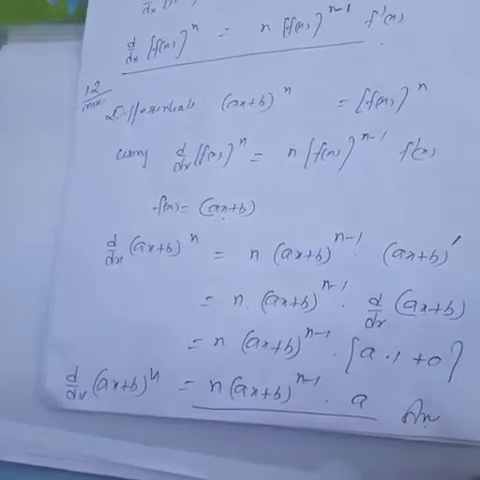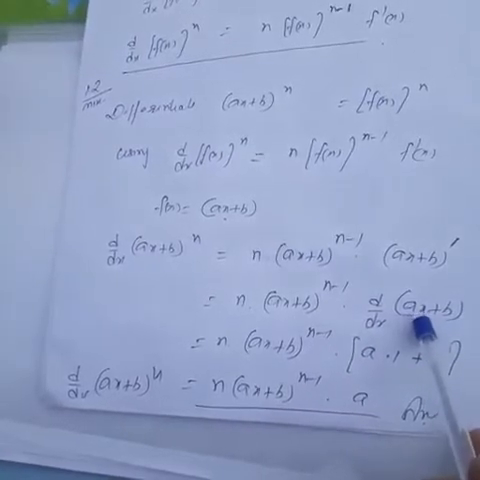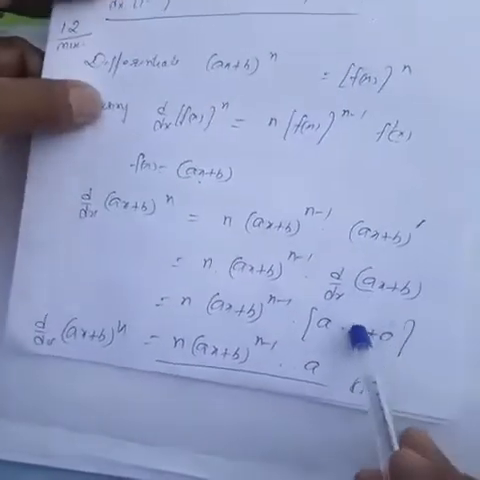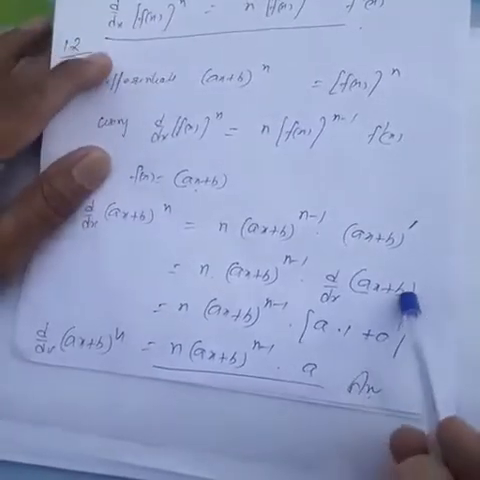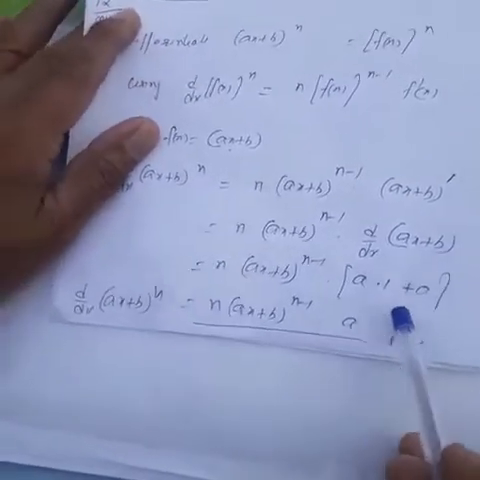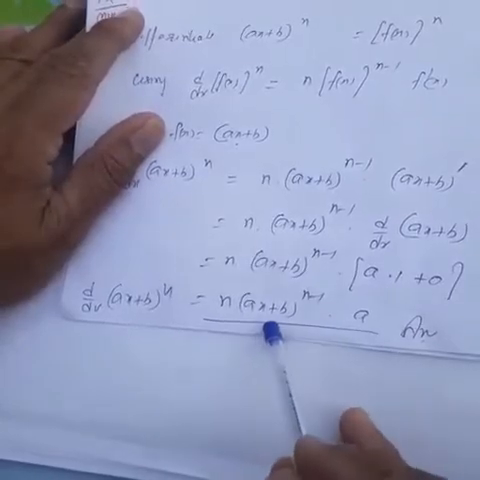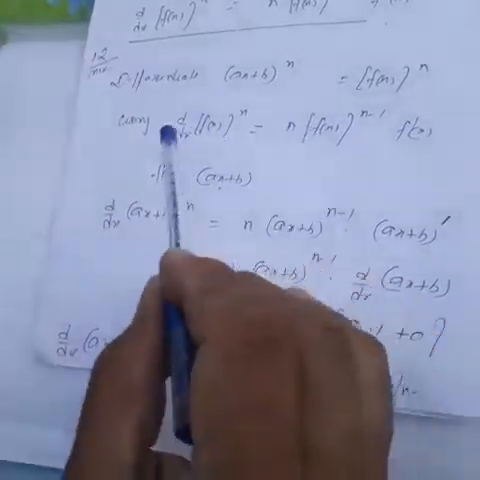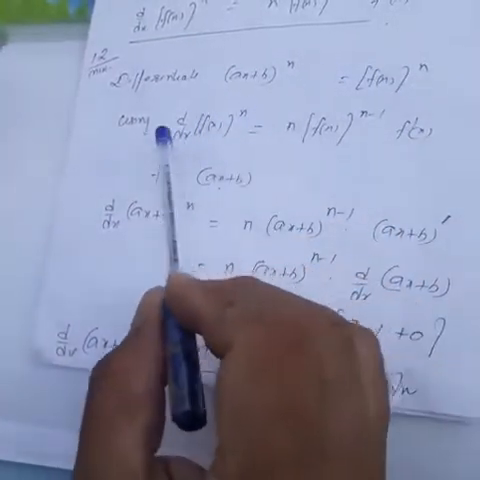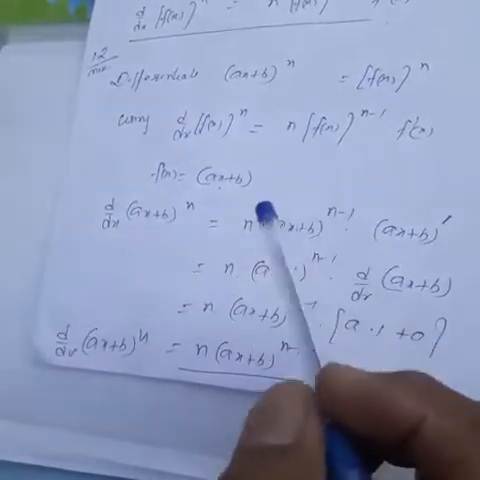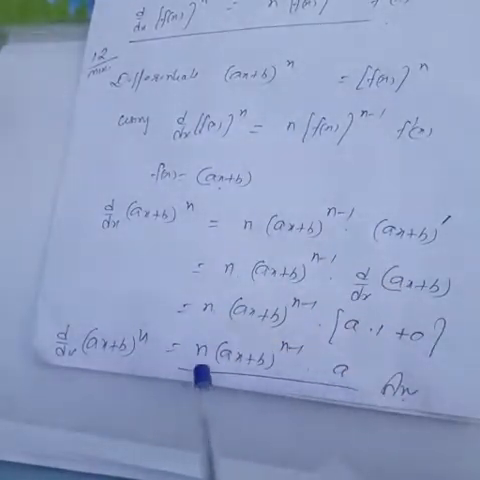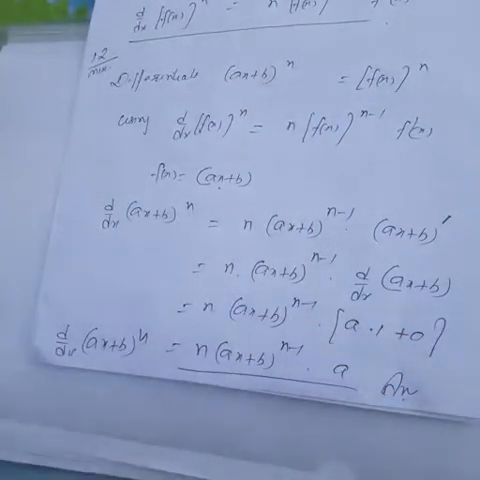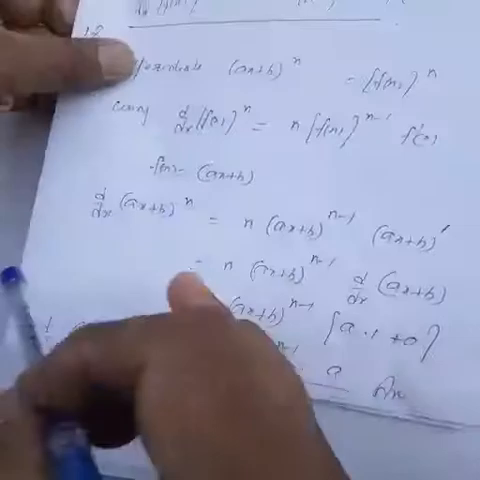Using algebra of derivatives, it is the derivative of the first function plus the derivative of the second. The derivative of a into x: the derivative of x will be 1, and the derivative of b, which is a constant, is 0. So this is the answer: n into (ax plus b) raised to the power n minus 1 into a. If you want, after one or two questions you can write the derivative directly using this formula without going through this process. So this is question number 12. I hope it is clear.